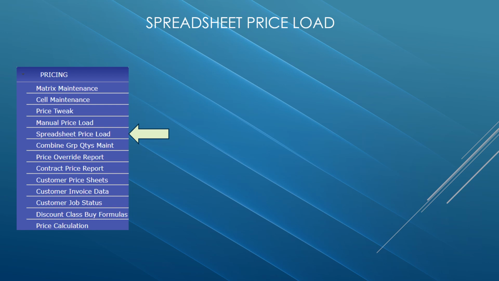Spreadsheet price load is used for changing prices on a large collection of products. This tool is also used for changing product attributes and adding new products to either the products database or the catalog database, which is the equivalent to the Eclipse product data warehouse.